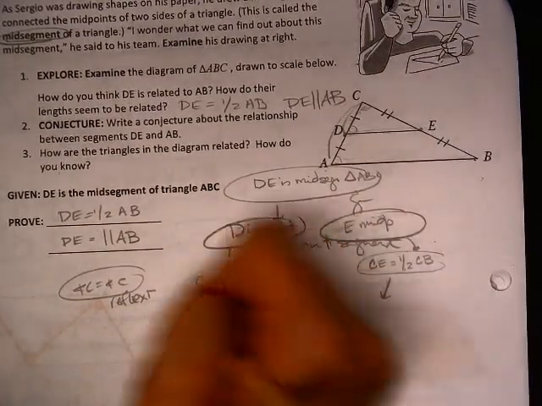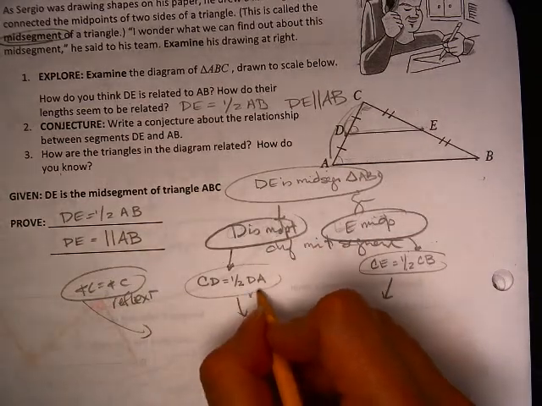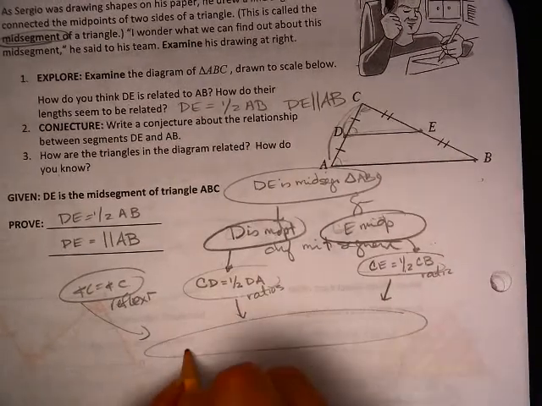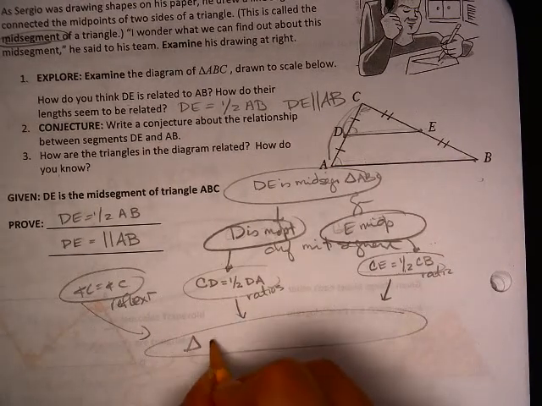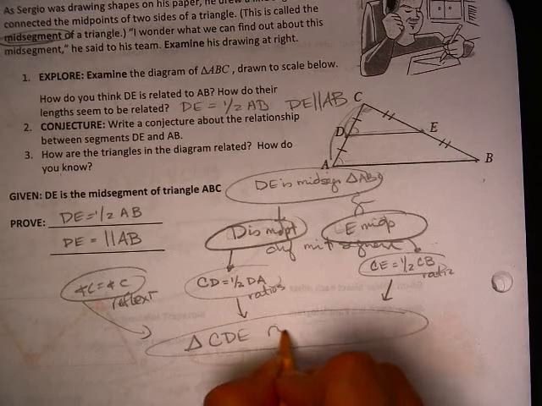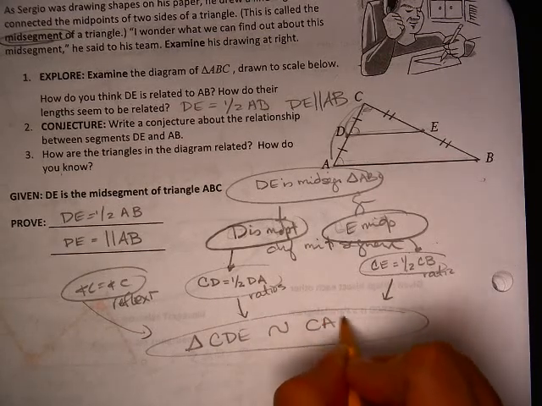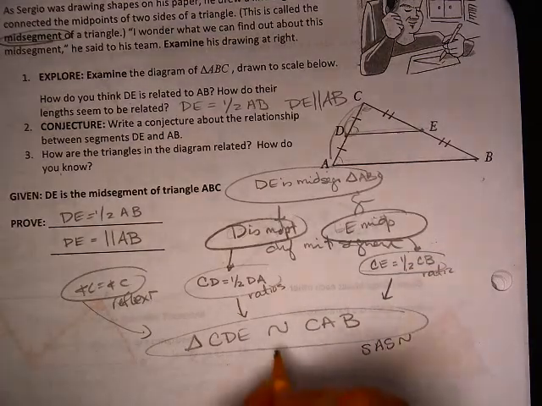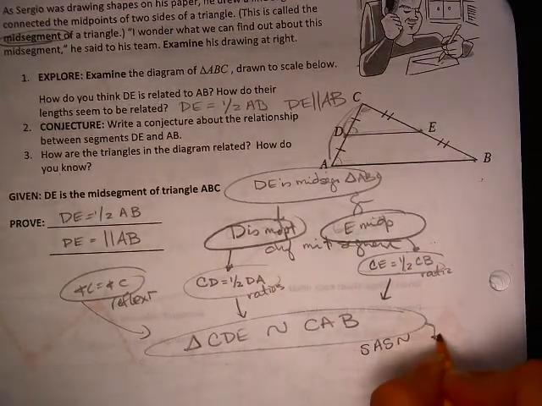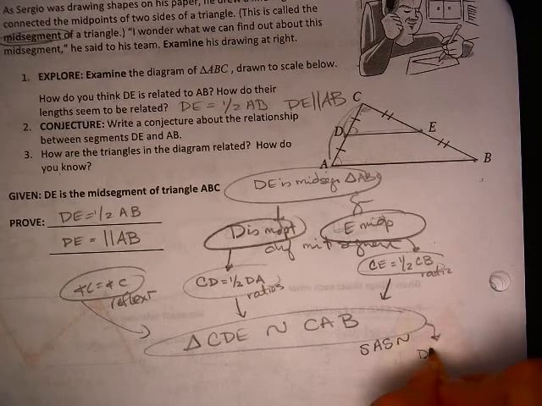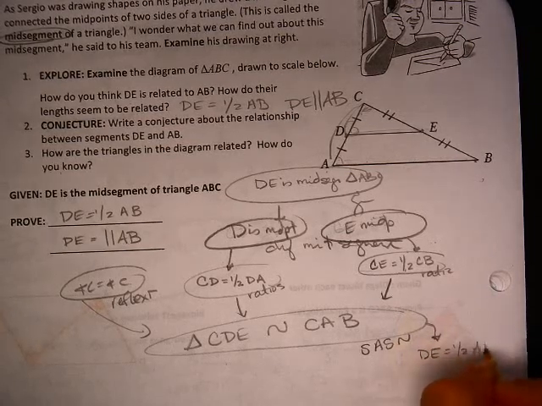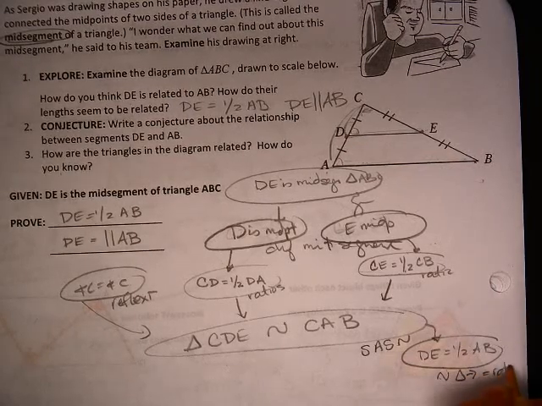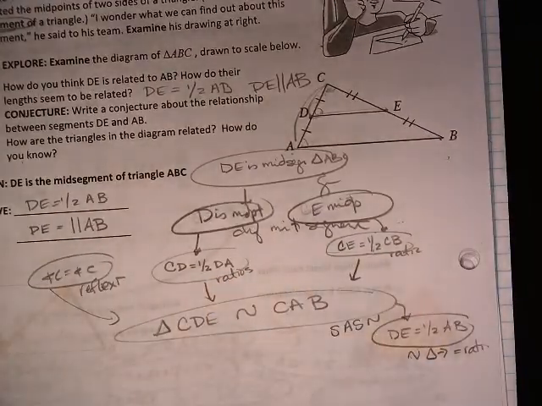And this is a ratio, this is a ratio, and this is angles. And then I can simply say the two triangles are similar, not congruent, but the reason is SAS similarity. So from there, I can easily say that DE is equal to half of AB, because similar triangles give me equal ratios. So it's got to be the same ratios as what I have up here.